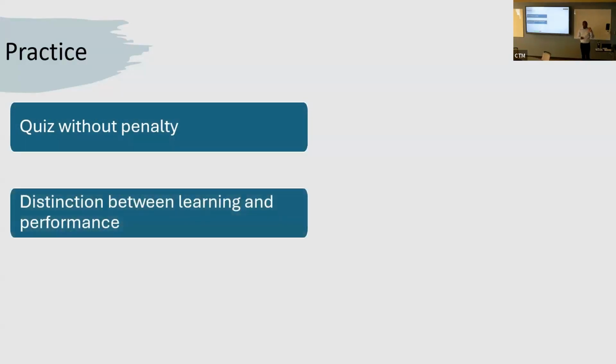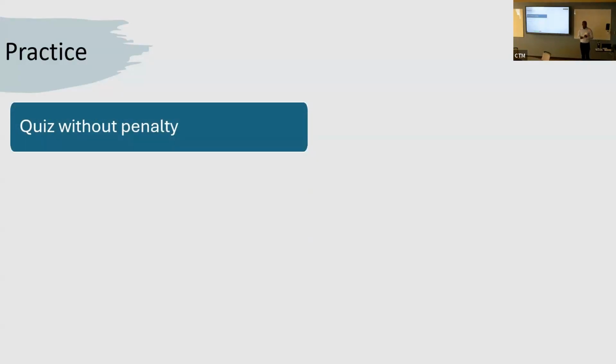Now let's talk about some of the practical steps. Quiz without penalty. You would think that if I'm supposed to give my students multiple attempts, if I'm supposed to give them several assignments, how am I going to grade all of those? I have 20 students in my class. If I'm giving them 3 assignments every week, that's a lot of work for me, right?